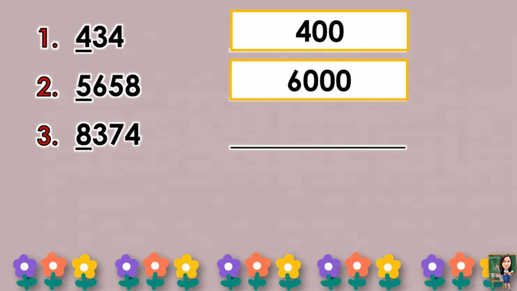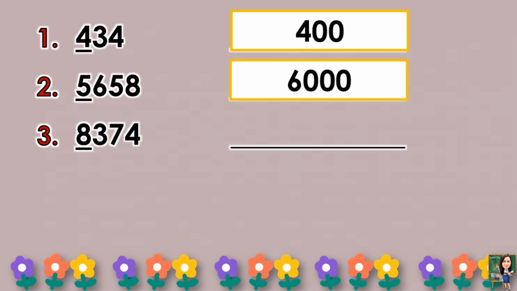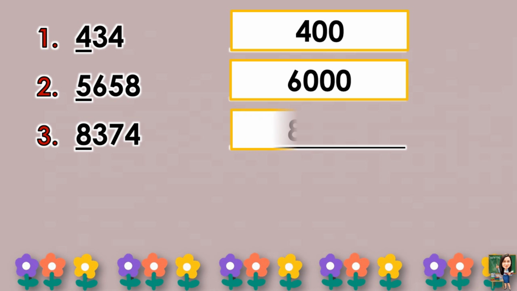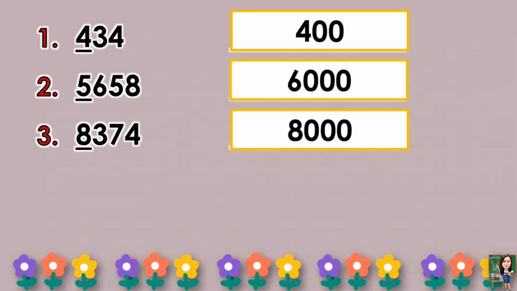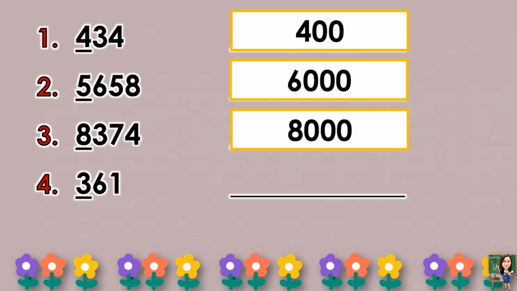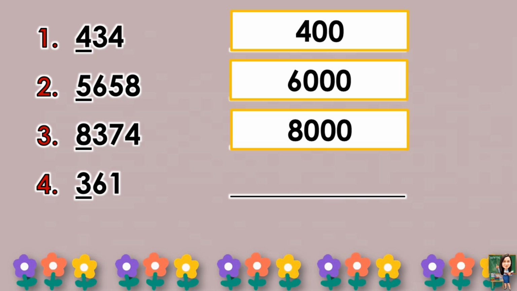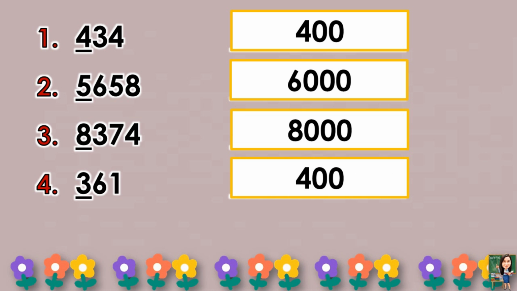Number 3. 8,374. The highest place value is 8 because it is in the thousands place. The next number to it is 3. So that means the number will round down. It will be rounded off to 8,000. Number 4. 361. The highest place value is 3. And the number next to it is 6. So it means it will be rounded off to 400.